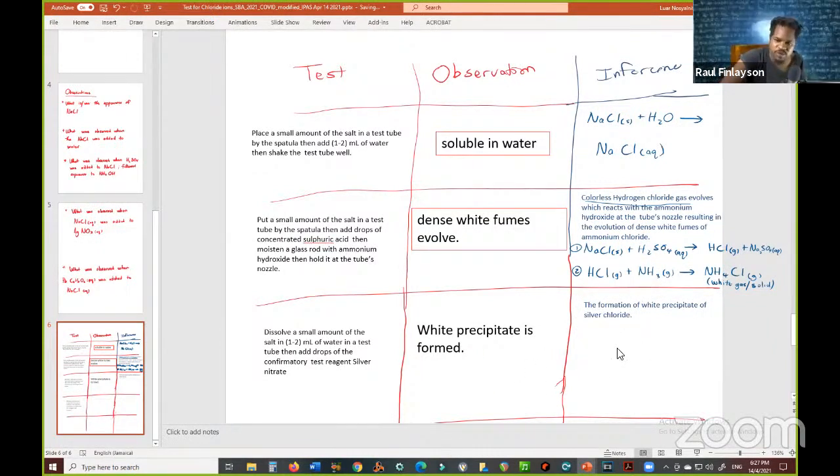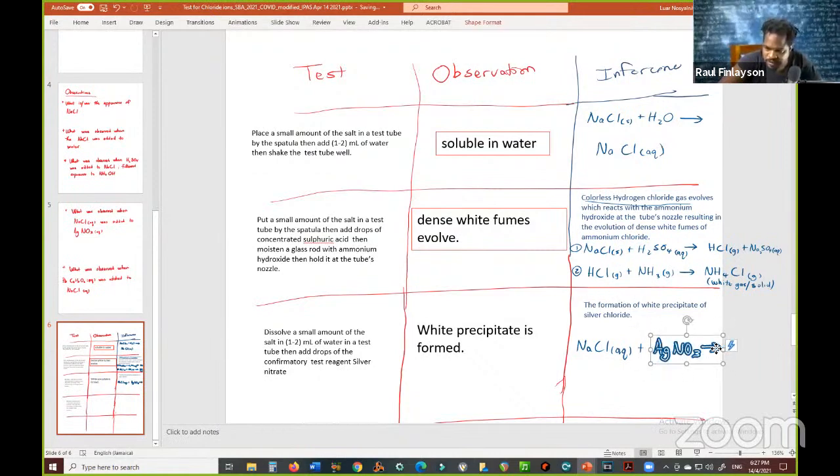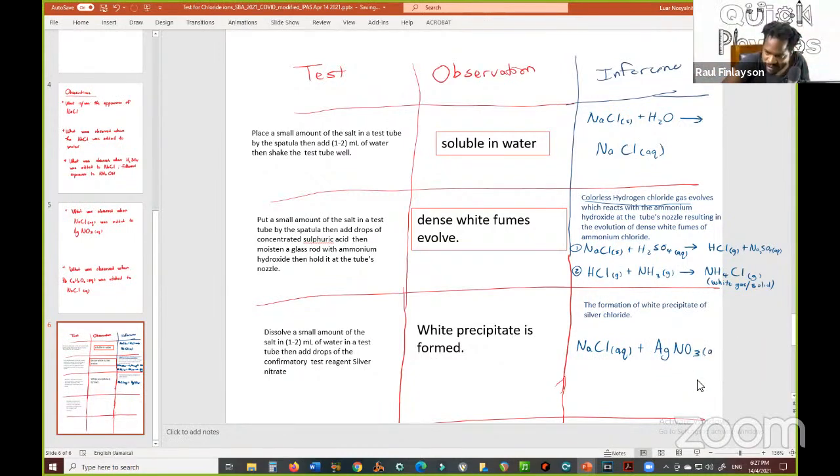So this now is just going to explain what caused the white precipitate. Again, we start out with the salt NaCl. This was a small amount of salt in water, so this was aqueous. This salt was dissolved in water this time. Added silver nitrate, formula AgNO3. This silver nitrate was in aqueous form, guys, so we need to make note of that state symbol. Can't overstate that. We need the state symbols here. These are two aqueous things.